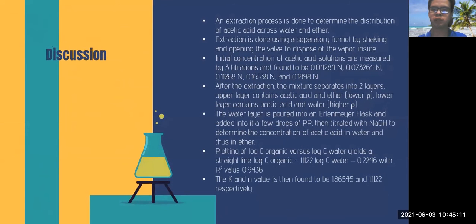Next up is the discussion. An extraction process is done to determine the distribution of acetic acid across water and ether. The extraction is done using a separatory funnel by shaking and opening the valve to dispose of the vapor buildup caused by the volatile ether.